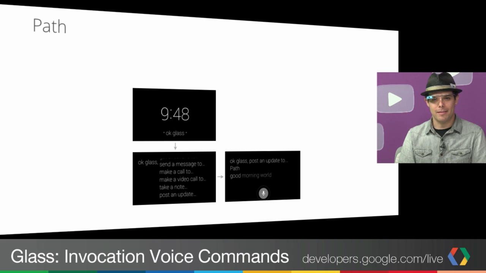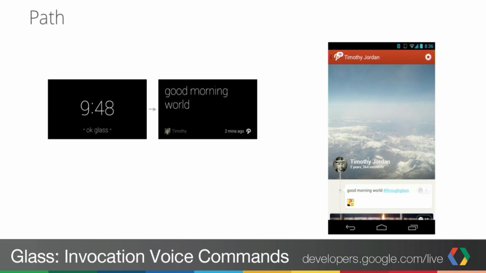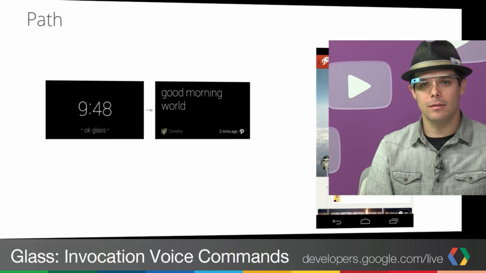First off, Path. Now Path is using the post an update command. All a user needs to do to use this is say, OK Glass, post an update, and then they speak their update. A new timeline item will be created and inserted in that user's timeline and shared with Path. Path will get that notification, grab the transcribed text, and post it to the user's Path.